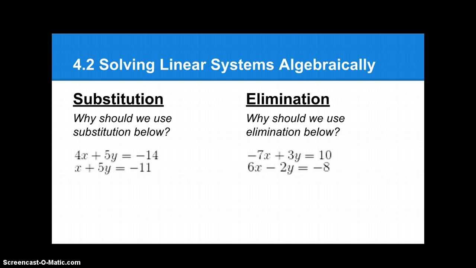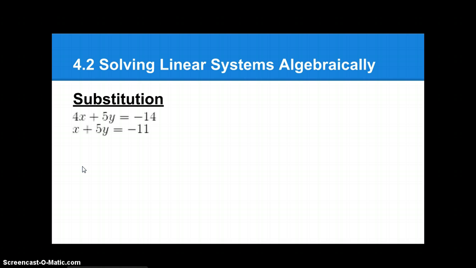The other thing is, what's the coefficient of my x here? 1. So whenever there's a variable with a coefficient of 1, we want to think substitution. Over here, we have different signs, and essentially, with this elimination, anytime there's not a coefficient of 1, we want to think elimination. Okay? We want to think elimination.